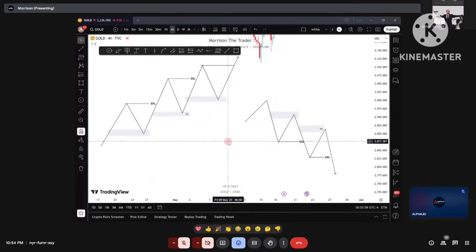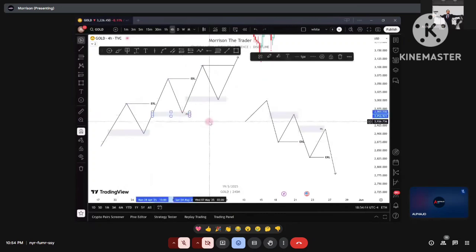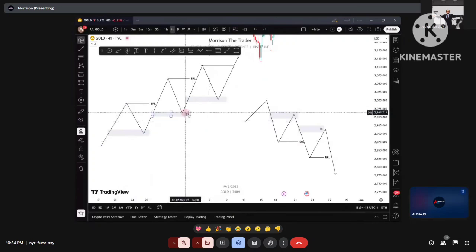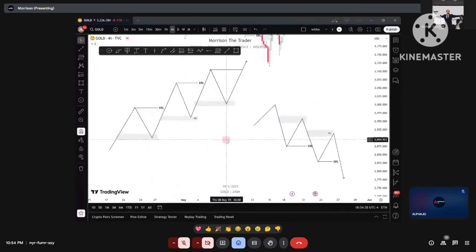And then also we have our fair value gaps. So we are trading between the external range liquidity and the internal range liquidity. When the price comes into the internal range liquidity, that is the fair value gap. So I'll stop mentioning internal range liquidity and I'll use fair value gaps so you don't get confused. When price comes to the fair value gap, we are expecting price to move to the external range liquidity, that is the higher high. Because in an uptrend, you expect the highs to be broken and the lows to be protected.